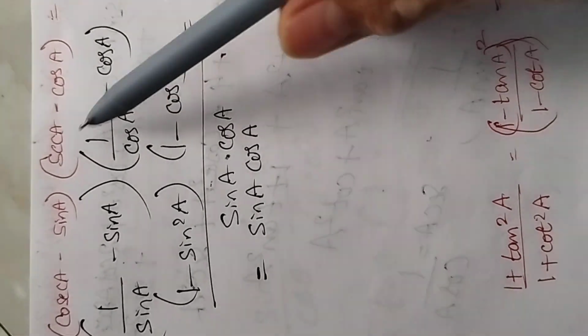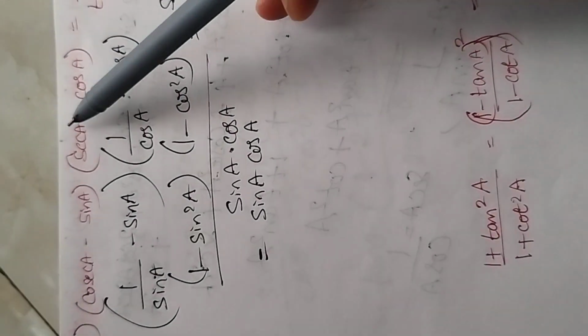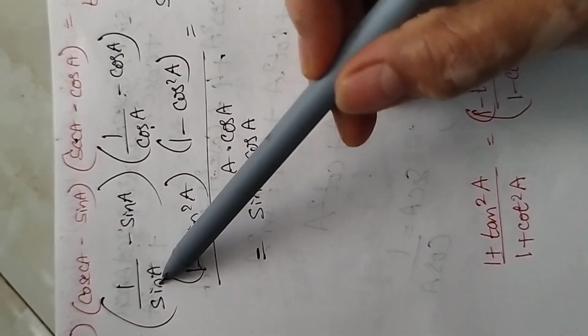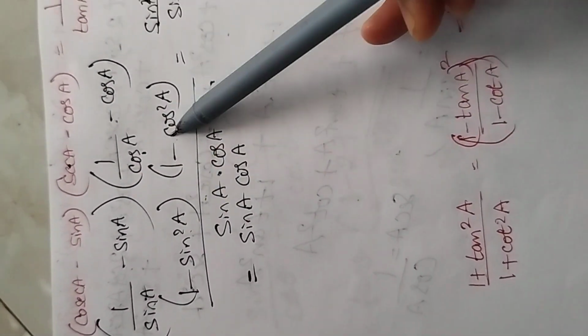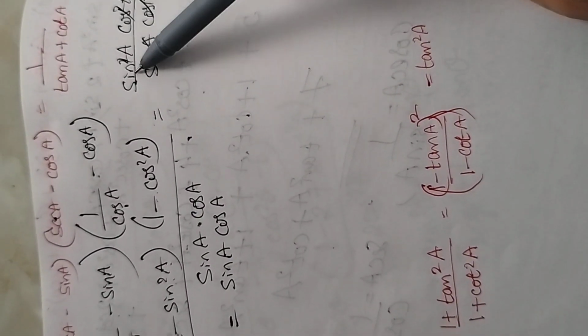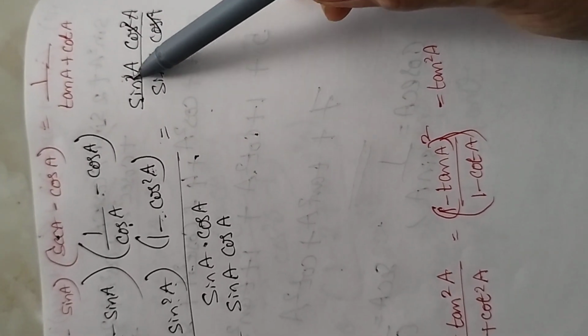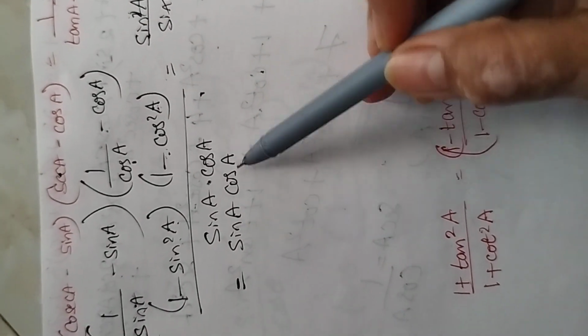So next sum is this. You should prove this one. Cosecant a means 1 by sin, secant a is 1 by cos. I took the LCM, which gives 1 minus sin square a and 1 minus cos square a. 1 minus sin square a is cos square a. 1 minus cos square a means sin square a. So both 1 terms cancel. You get sin a into cos a.